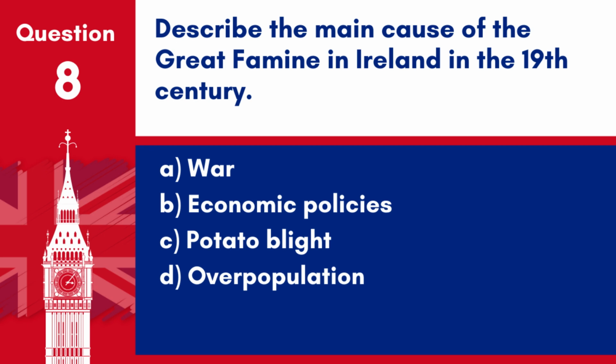Question 8. Describe the main cause of the Great Famine in Ireland in the 19th century. A. War. B. Economic policies. C. Potato blight. D. Overpopulation. Answer C. Potato blight. The main cause of the Great Famine in Ireland in the 19th century was potato blight.